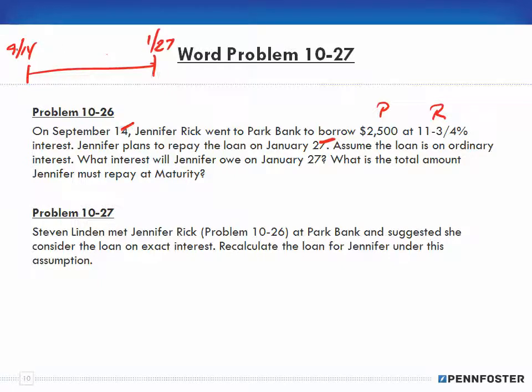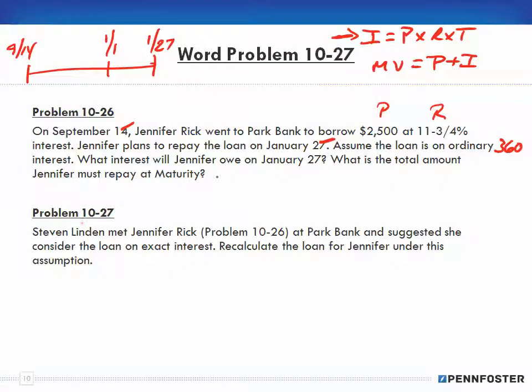Remember, we're going through the end of a year, so that's 1/1 right there. Assume the loan is ordinary interest, so that's 360 days we're working with. What interest will Jennifer owe on January 27th, and what total amount must Jennifer repay at maturity? This is just like the other ones we were doing, where interest equals principal times rate times time. Once we know our interest, we figure out the maturity value, which is the principal plus that interest.